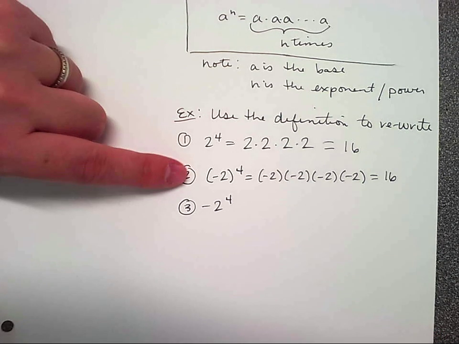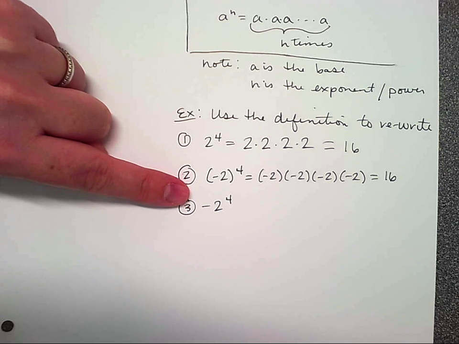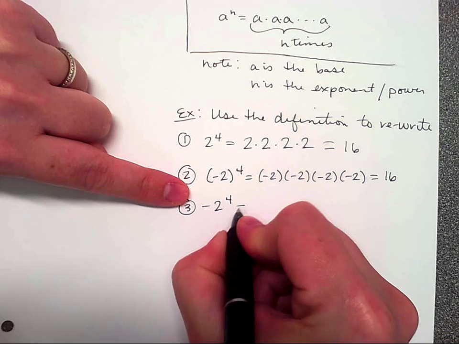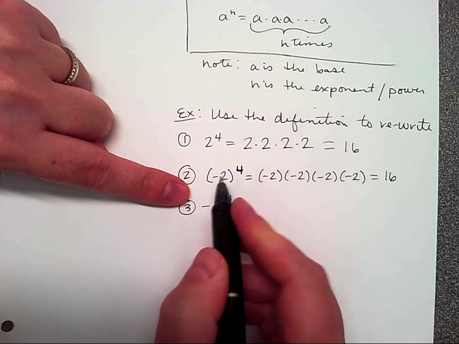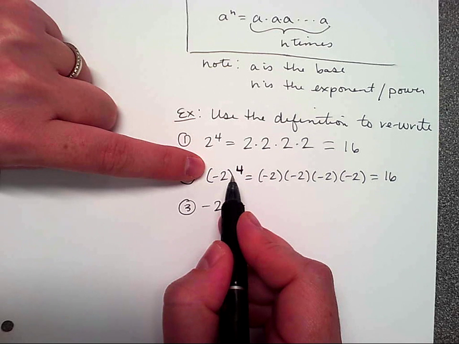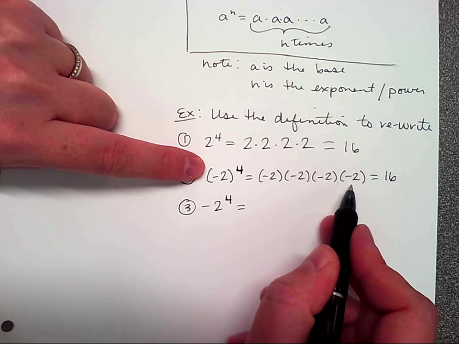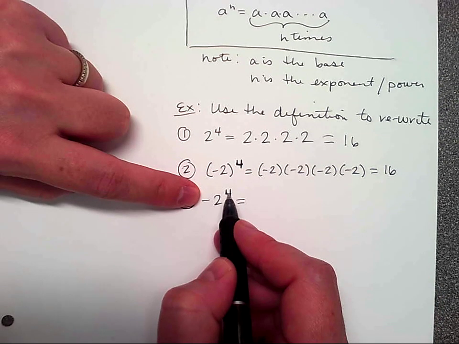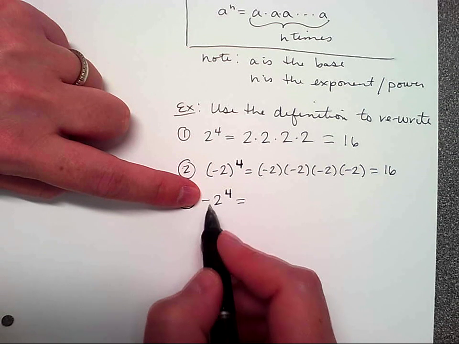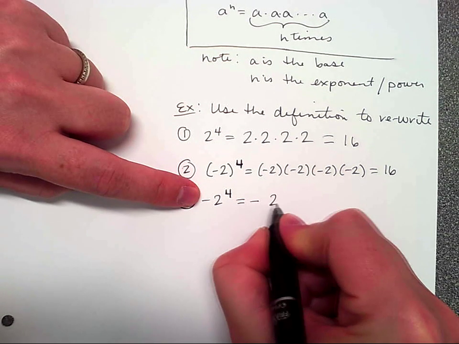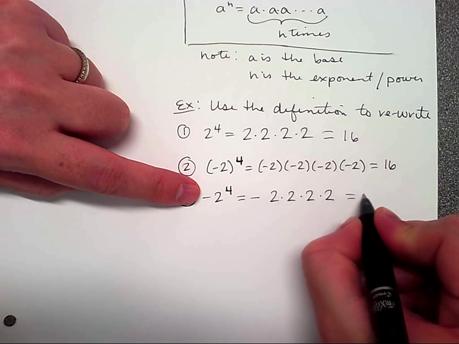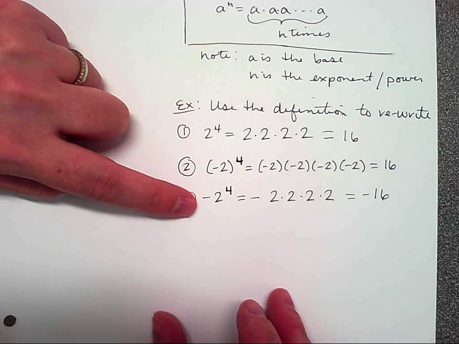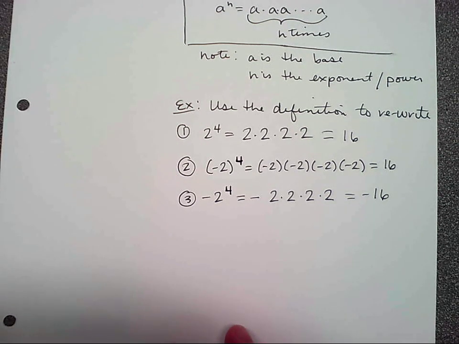So I'm doing example 3 and example 4 because they're different, right? The exponent only goes to what it's touching. Here, the exponent is touching everything in these parentheses, so this negative 2 is multiplied by itself 4 times. Here, the exponent is only going to the 2. It's not touching the negative. So I have a negative out in front, and then I'm saying 2 times 2 times 2 times 2, 4 times, right? So this is negative 16. Example 3 and example 4 are supposed to show that the exponent only applies to what it's touching.